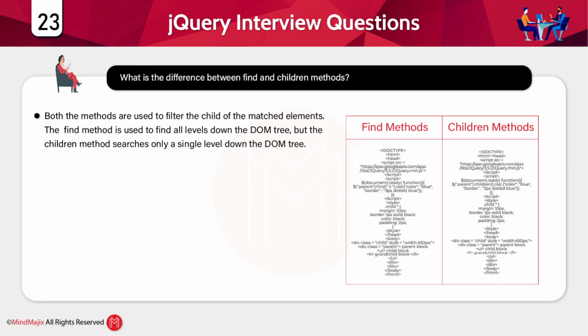So coming to our next question, what is the difference between find and children methods? Both methods are used to filter the children of the matched element. The find method is used to find all the levels down the tree. Suppose it has 5 to 6 levels of hierarchy, it will search all of them. But the children method searches only a single level down the tree. Means if you have 6 levels, it will go only to level 1 if you are on level 0. So it is better to use find when you want to search along all the levels. But if you want to know that the element is at the very next level, you can use children.